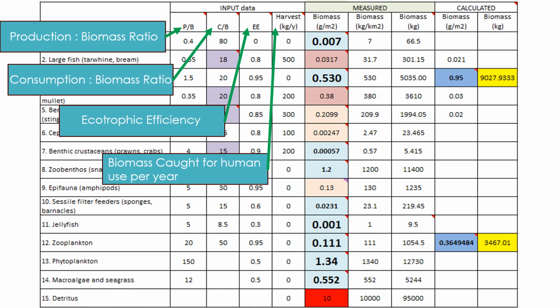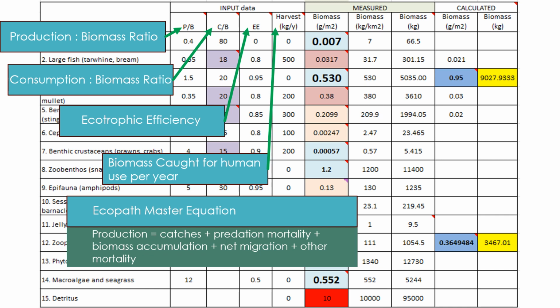Utilizing these 4 parameters, we can calculate each of the parameters in the Ecopath master equation and solve for how much biomass groups like small fish or zooplankton is needed if we assume the ecosystem is balanced. This is shown in the calculated biomass column, which is incomplete.